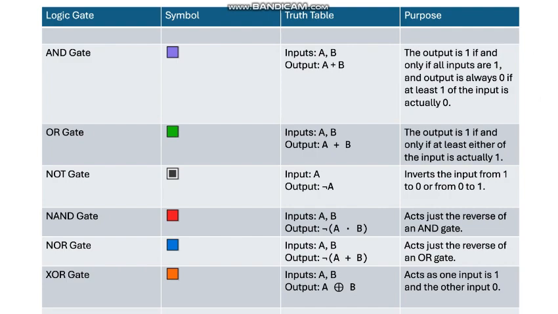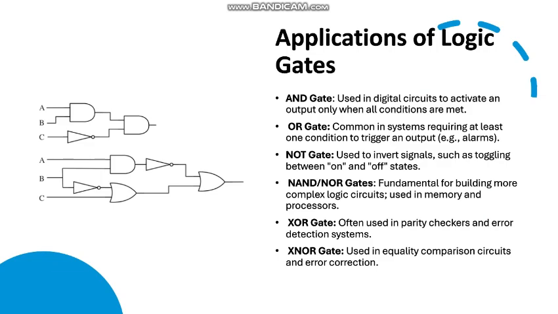NOT gate, black square. Input A, output is A dash. NAND gate, orange square. Inputs A and B. Output is A dot B, dash. NOR gate, the symbol shows a blue square. Inputs A and B. Output is A plus B, dash. XOR gate, orange square. Inputs A and B. Output is A XOR B.